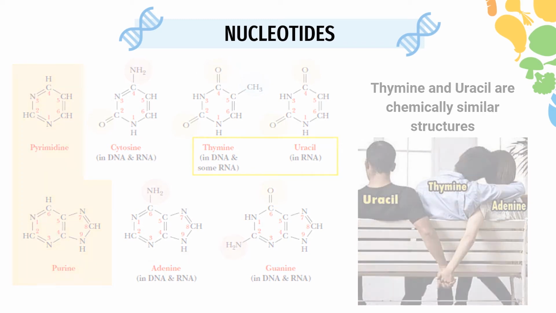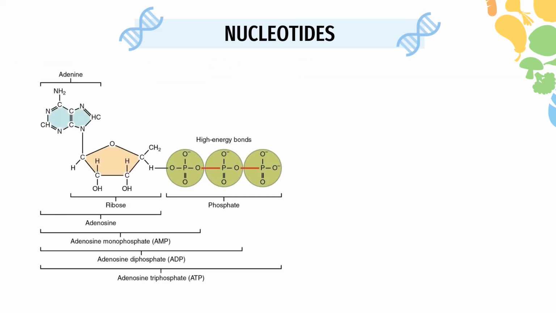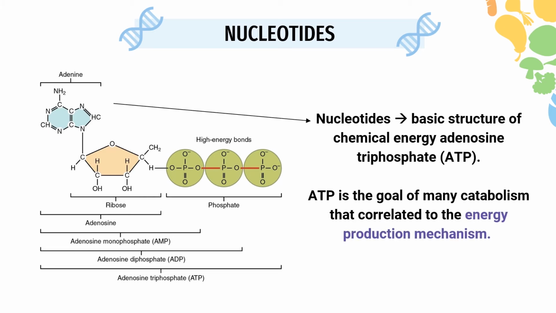Okay, next. Nucleotide is also an important structure in energy metabolism, as it is the basic structure of the chemical energy adenosine triphosphate, often abbreviated as ATP. ATP is the common goal of many catabolic pathways that are correlated to the energy production mechanism.